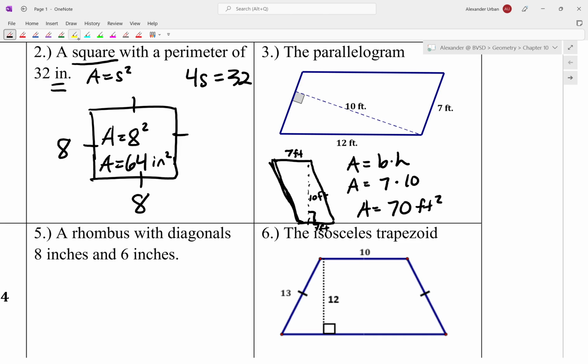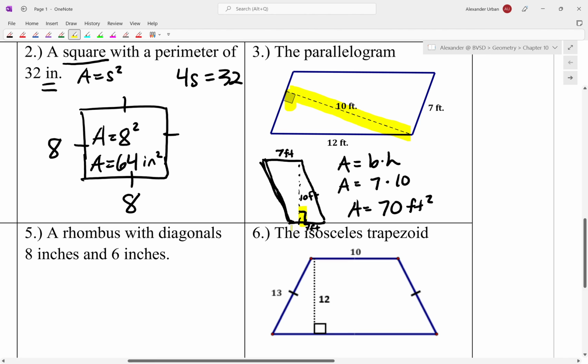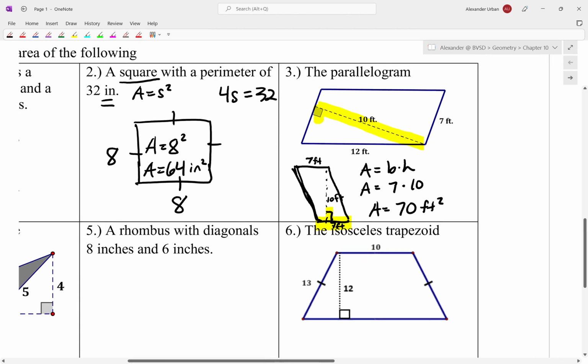So once again, this 10 feet is the height because it has the perpendicular marking on it. It is a right angle. The base is related to the height, so the 7 has to be its base because it's attached to the height. Those are a few takeaways from this.